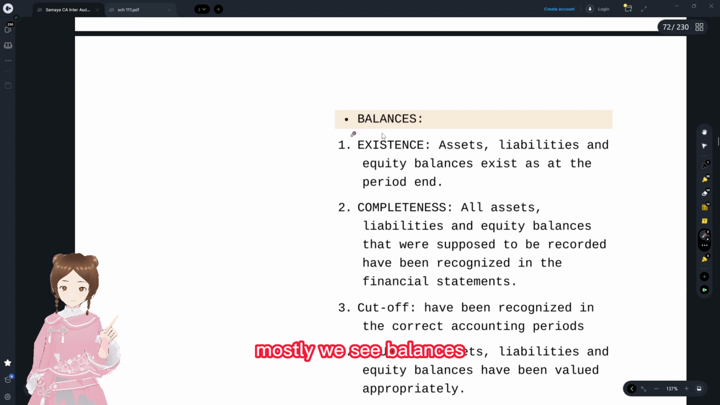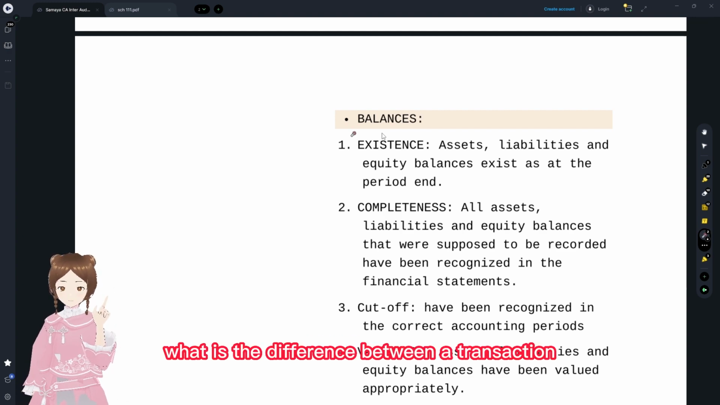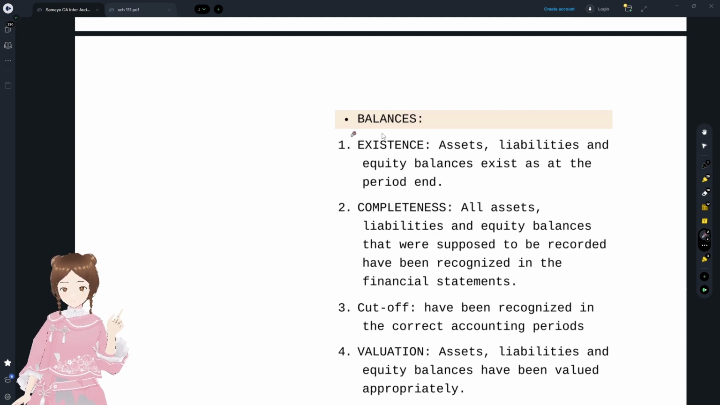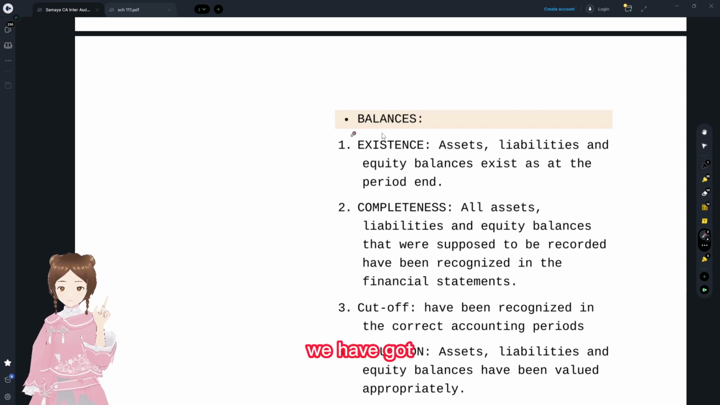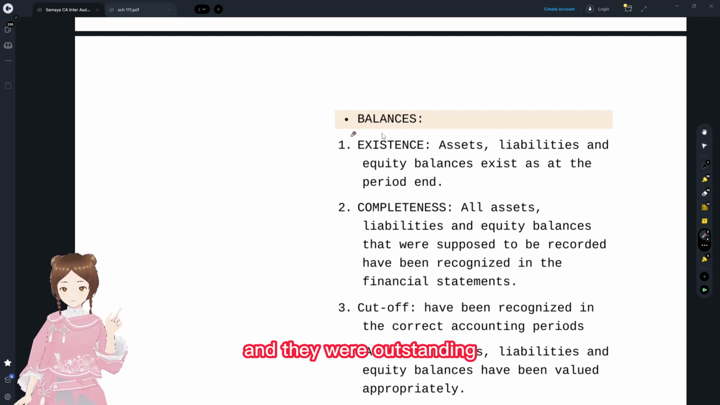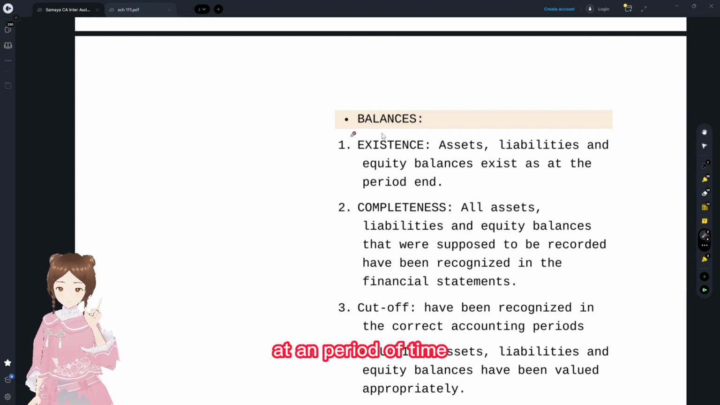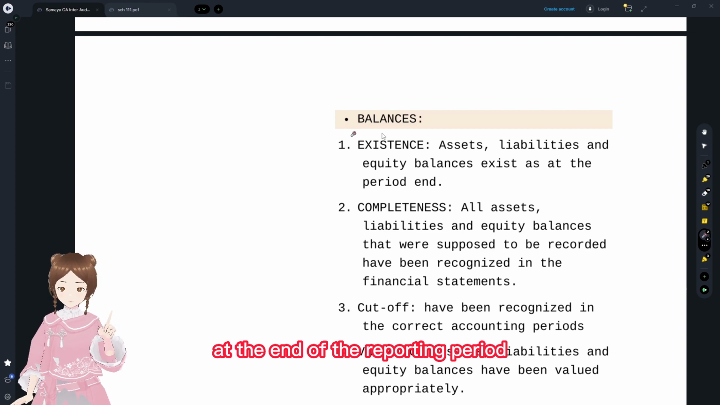Balances. Mostly we see balances in the balance sheet. What is the difference between a transaction and a balance? A transaction is actually an event. A balance is what remains from all these events: we have got some headings or items in the financial statement and they were outstanding as on that date. It's a balance at a point in time. It is a balance at the end of the reporting period.